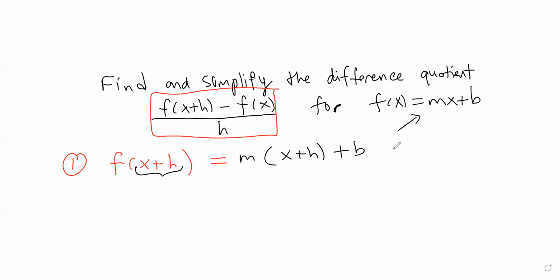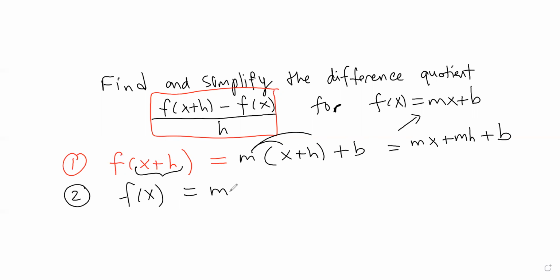Okay, and let's just go ahead and simplify this first. And we can do that by just distributing m. So mx plus m times h plus b. And the next component involved here is just f of x, right? And f of x is given to us. That's just this. So the third thing we will do is just subtract these two.